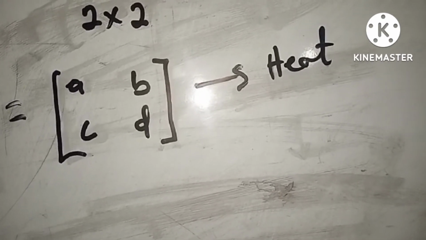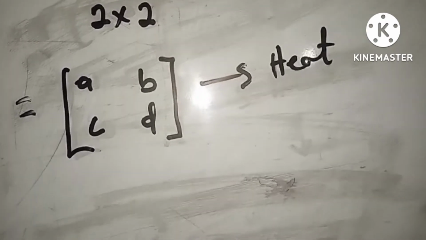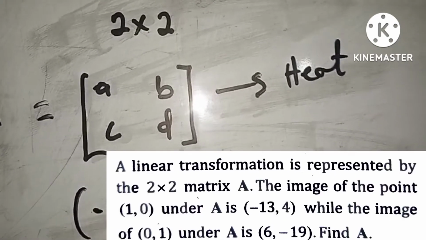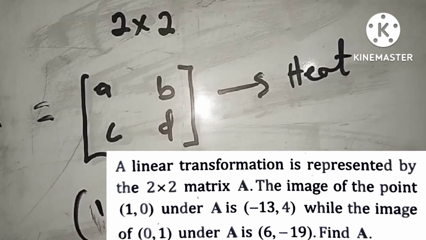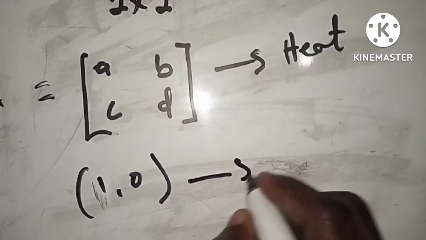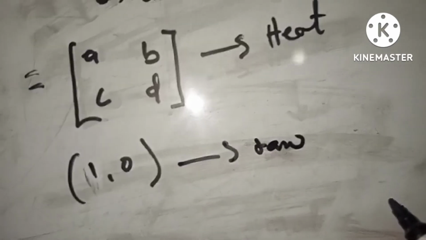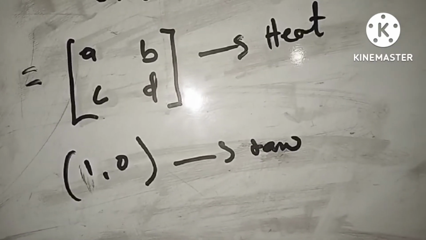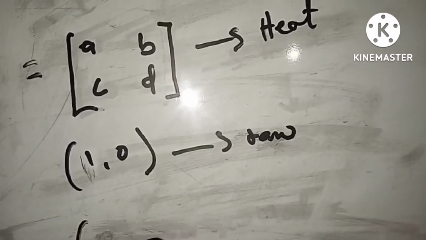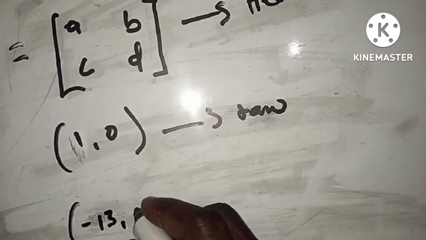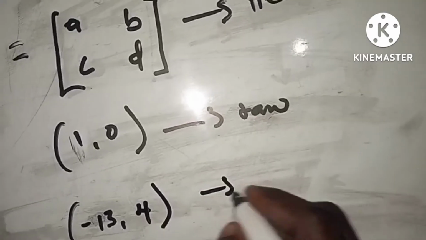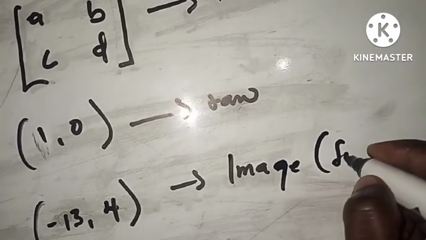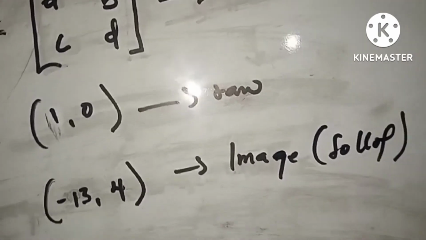Okay, now you have the image of the point. The point you have is 1, 0. So this is the point, and this point will be our raw material. The image of the point is negative 13, 4. So this is the image, negative 13 comma 4. So this will be our image, which in this case can be the jollof. Is that okay? Very, very simple.